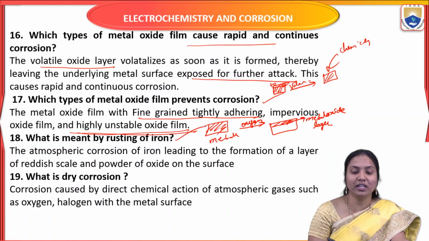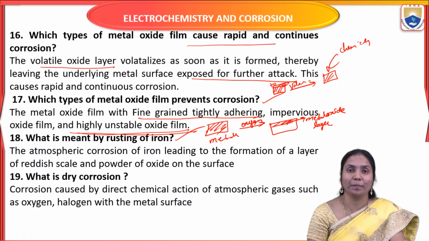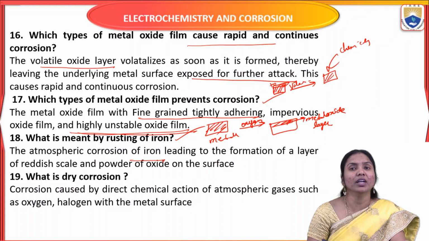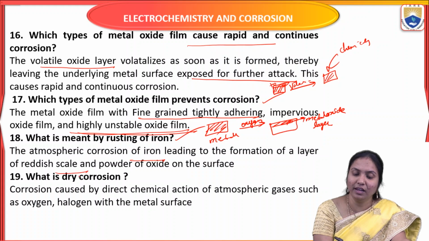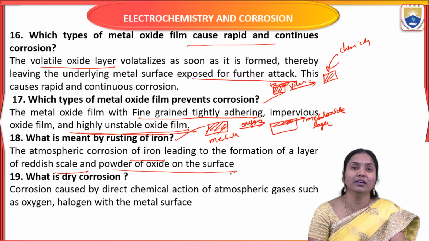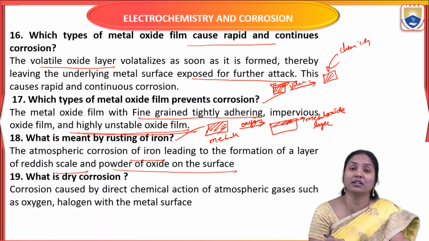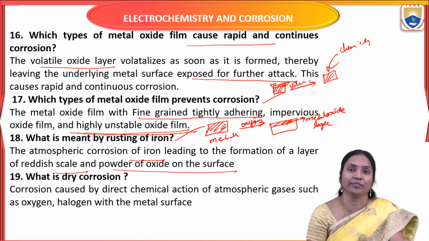And the next question is, what is meant by rusting of iron? The atmospheric corrosion of iron leads to the formation of a layer of reddish scale and powder of oxide on the surface. This rusting of iron is the best example of corrosion, when the iron metal interacts with atmospheric oxygen. In this case, it forms a reddish scale or powder on the iron metal surface, and that is called rusting of iron.